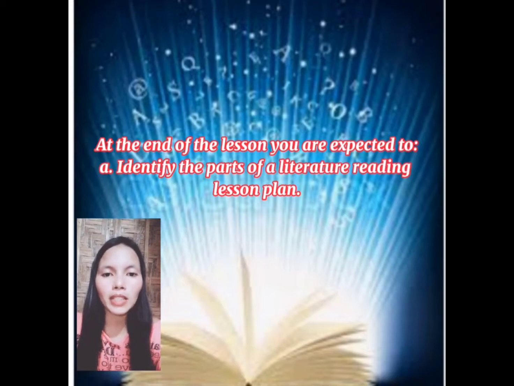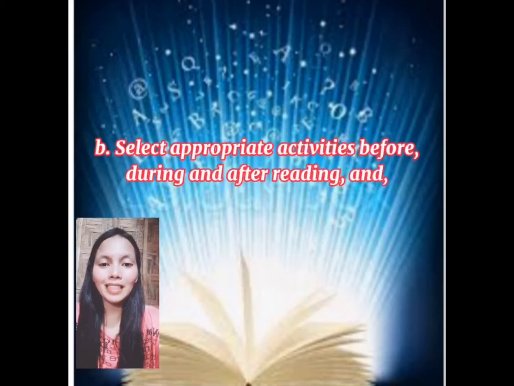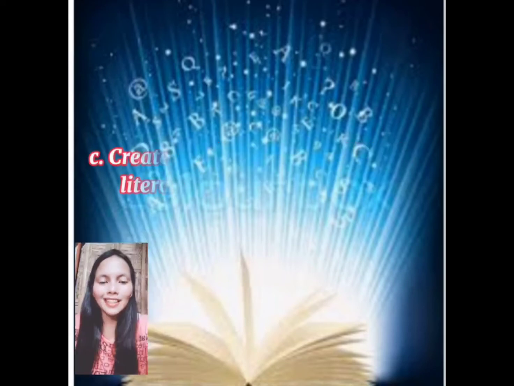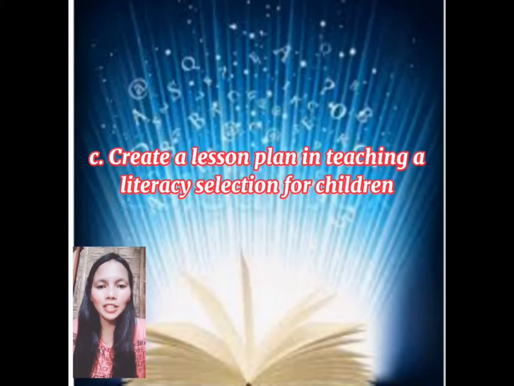At the end of the lesson, we are expected to: A. Identify the parts of a literature reading lesson plan. B. Select appropriate activities before, during, and after reading. C. Create a lesson plan in teaching literary selections for children.